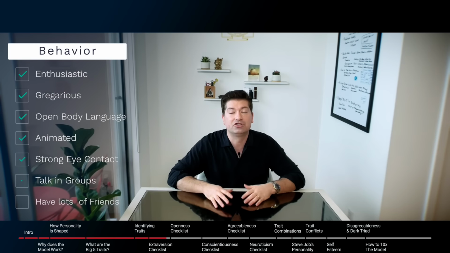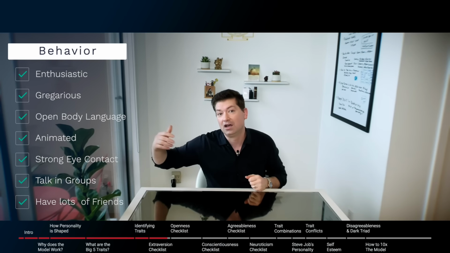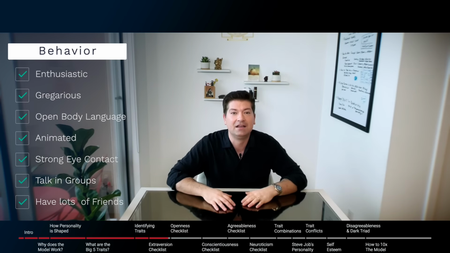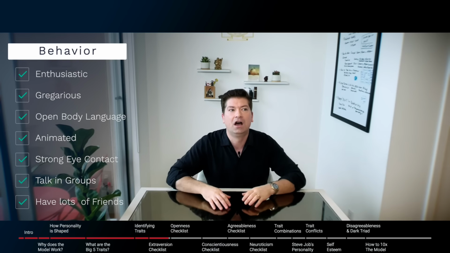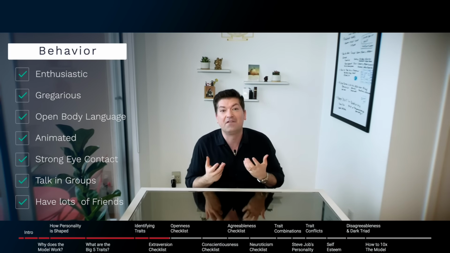Enthusiasm, imagine someone that's very gregarious. They use their hands a lot. They might be touchy-feely. They have a lot of gestures. They're very animated. They like to talk to groups of people. These are markers for enthusiasm. Someone that is generally fun-loving and in a good mood.